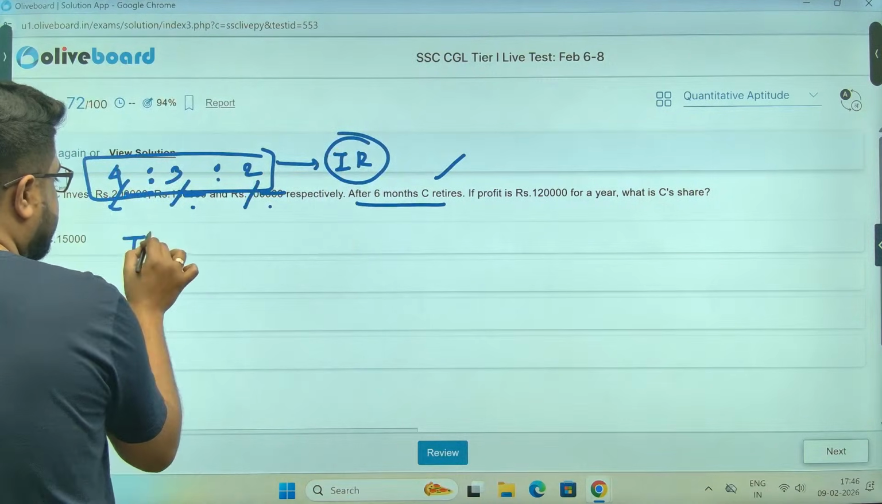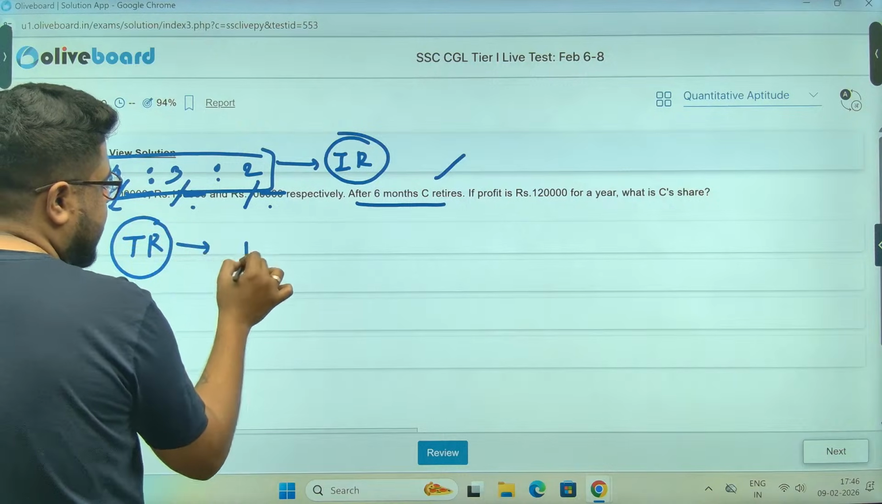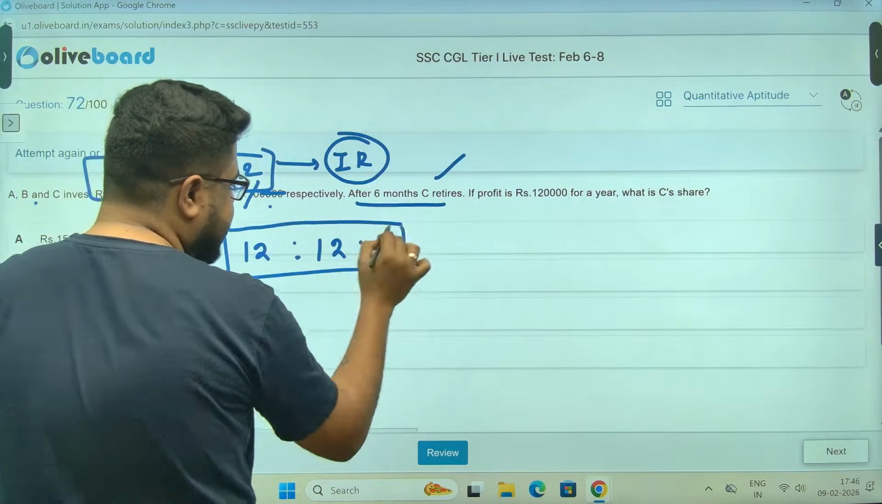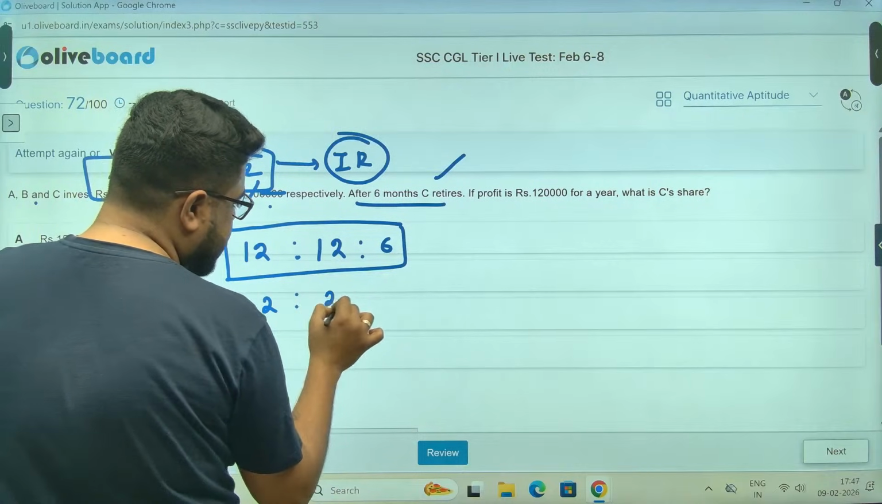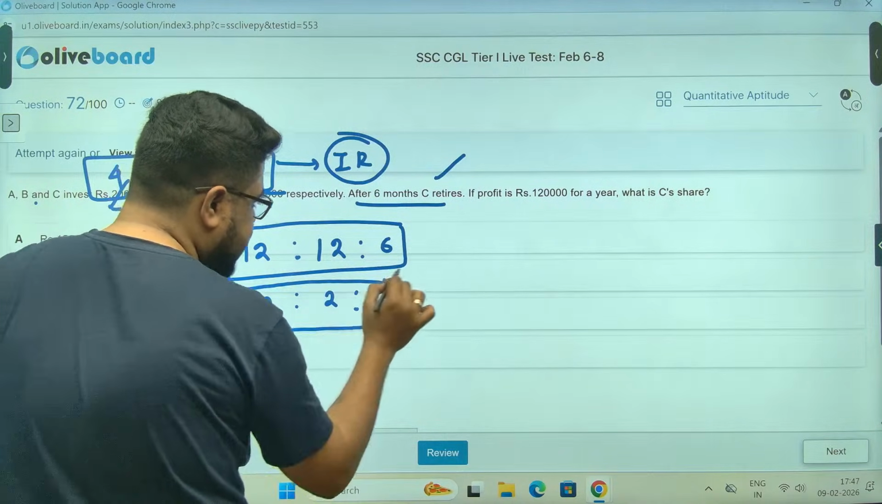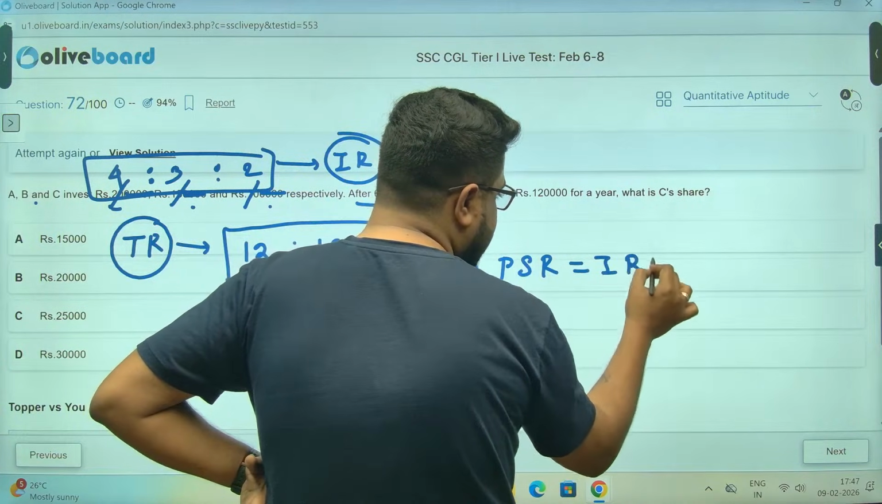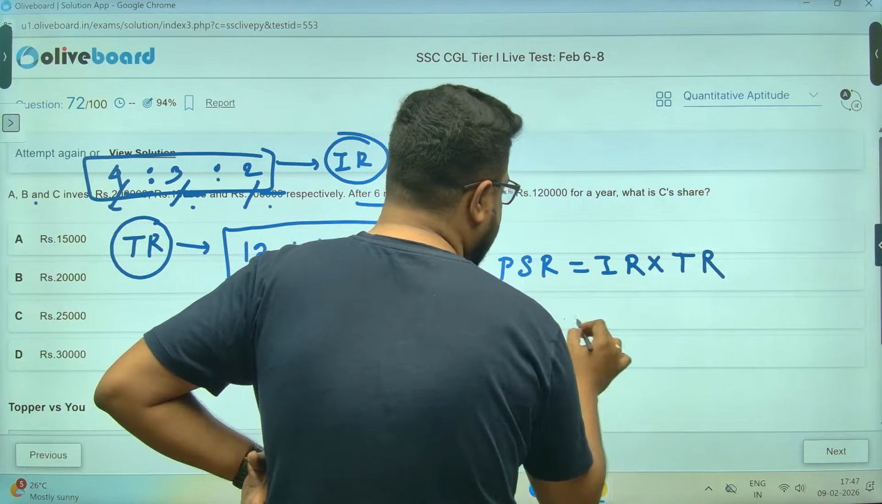What is the time ratio, sir? For A and B, 12 months, 12 months. But C retires after 6 months, meaning this is 2:2:1. So what is the PSR, sir? Profit sharing ratio is IR into TR, investment into time, sir.